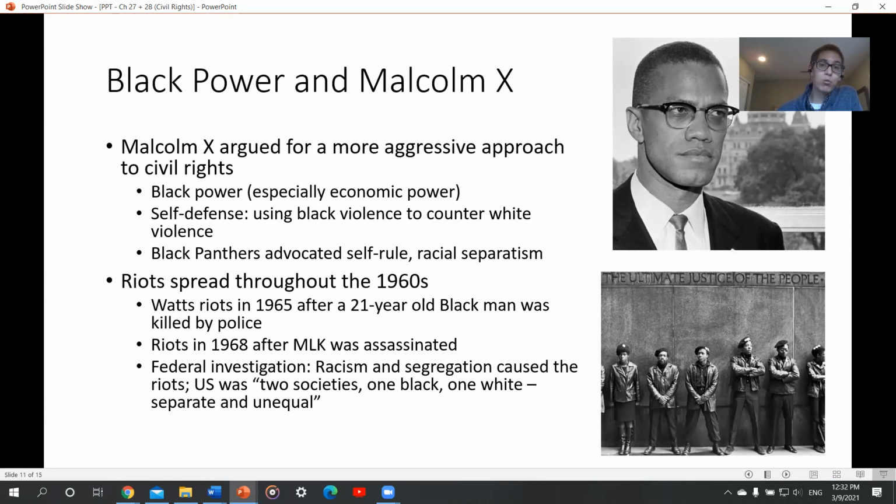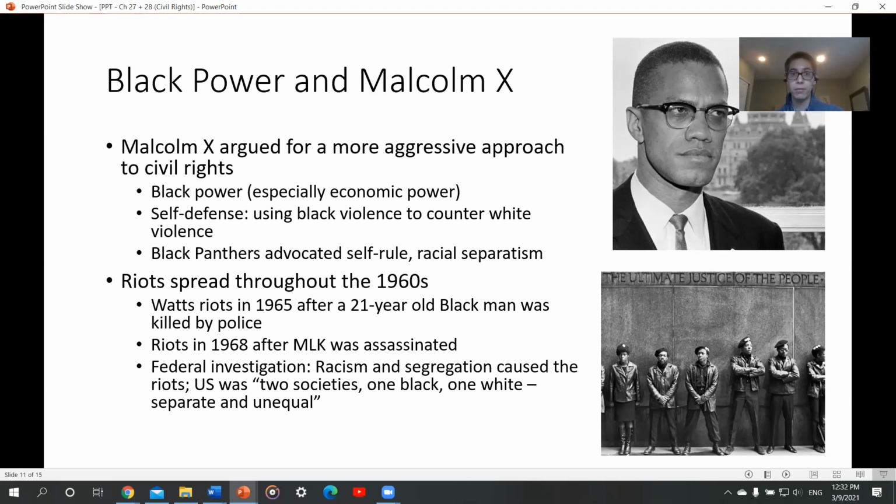There were riots in 1965 in Watts, South Central LA, after a 21-year-old Black man was killed by the police. Very similar to what will happen 3 decades later with Rodney King. There were more riots in 1968 after Dr. King was assassinated in Memphis, Tennessee. And a federal investigation actually declared that the cause of the riots was racism and segregation, which is quite a shocking conclusion for the federal government to make 50 years ago.